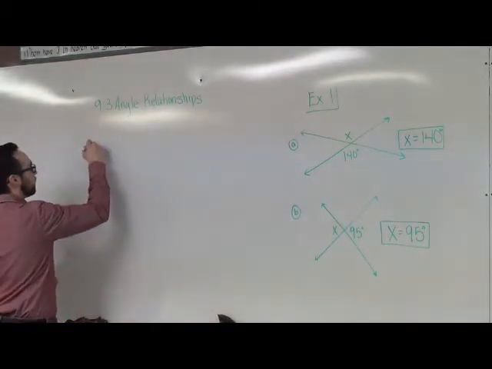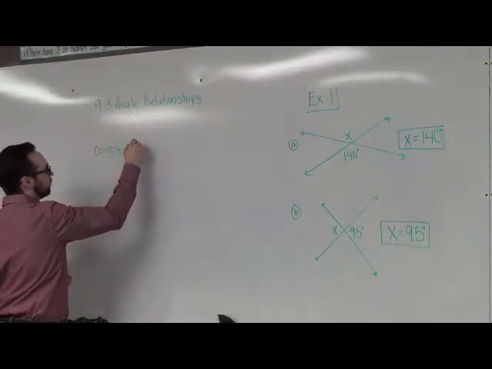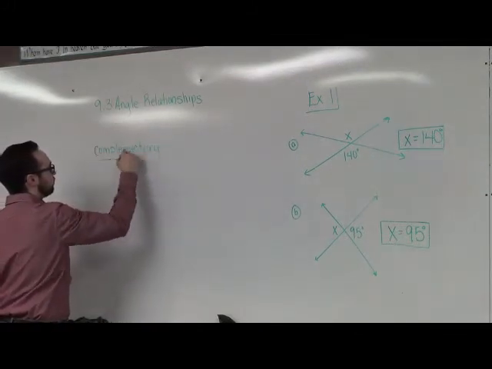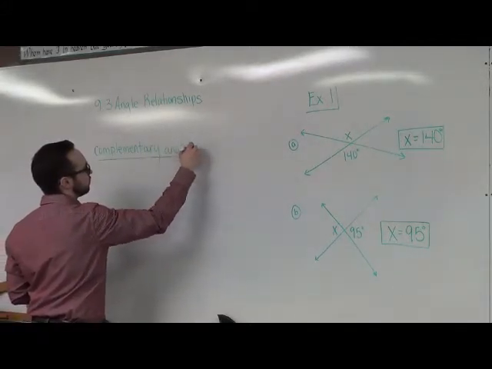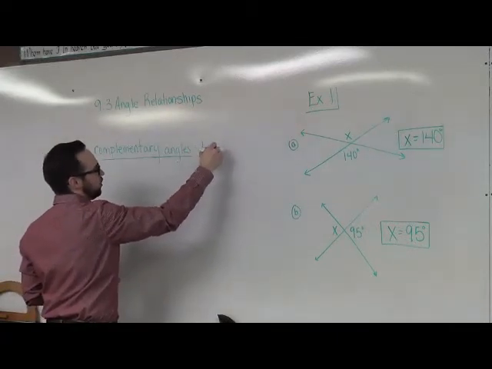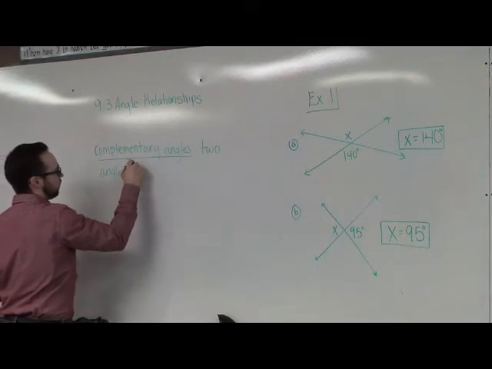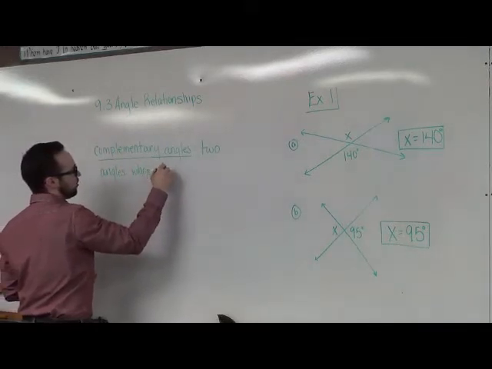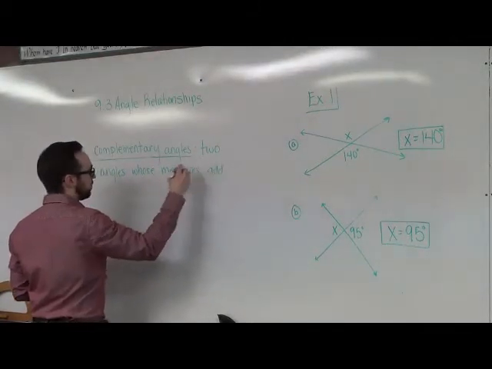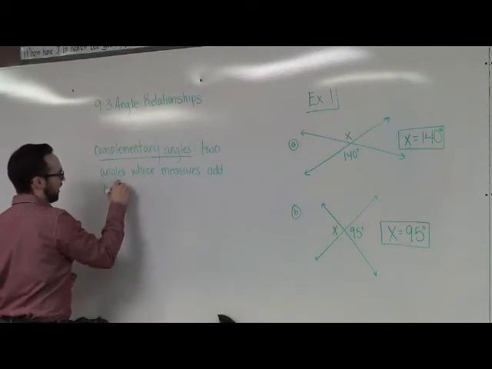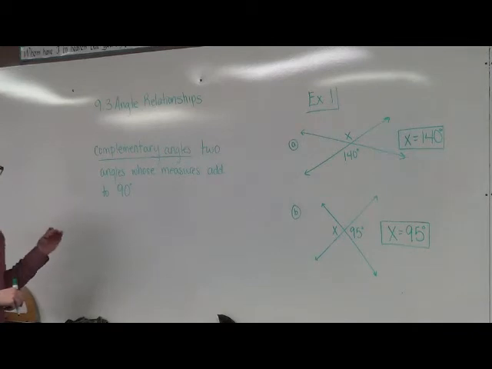So the first set are complementary angles. And they are two angles whose measures add to 90 degrees. So if two angles add up to be 90 degrees, they're complementary angles.